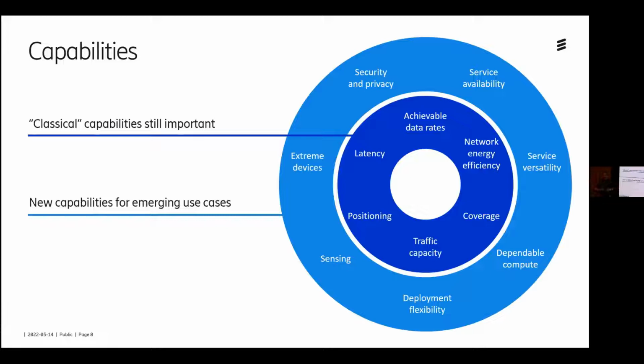Deployment flexibility, I think it speaks for itself. We want to be flexible in our deployments, run in different types of spectrum allocations, and be able to set up networks temporarily if you have a rock concert or disaster zone or whatever.